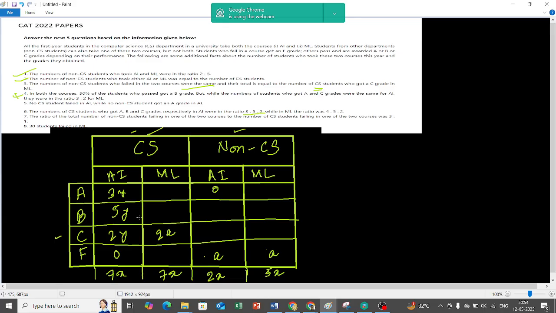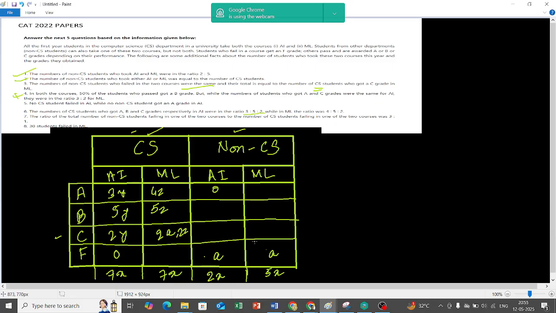The number of CS students who got A, B and C grades respectively in AI were in the ratio 3:5:2. So 3Y, 5Y, 2Y. I didn't take X because X has already been taken. While in ML, it is 4:5:2. So let me take Z. So 4Z, 5Z and 2Z.